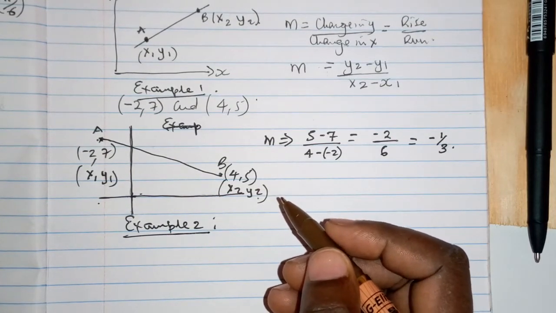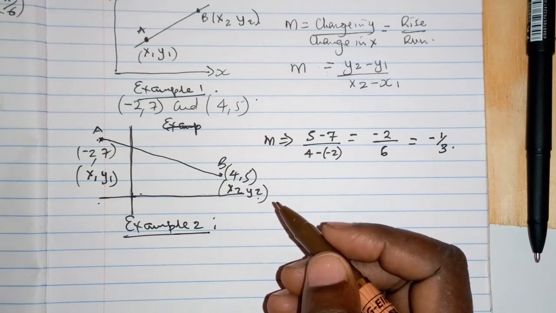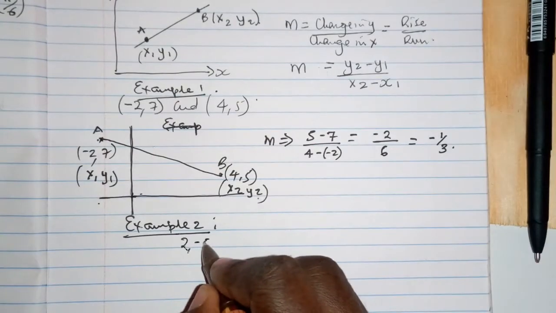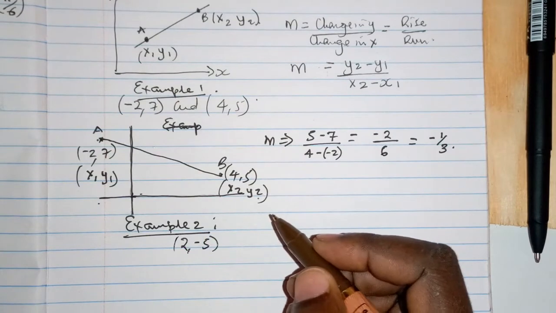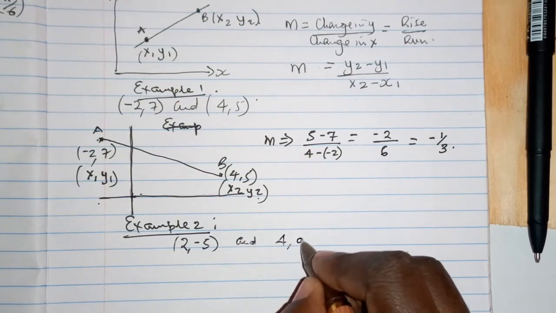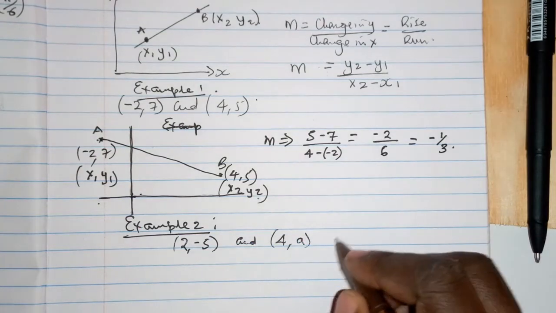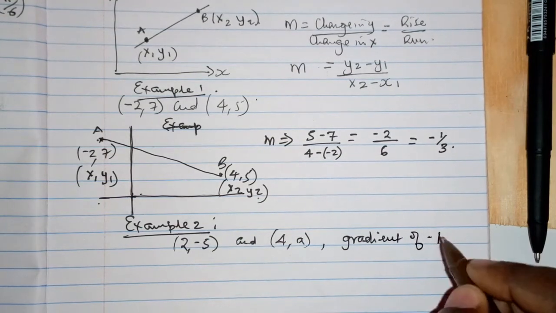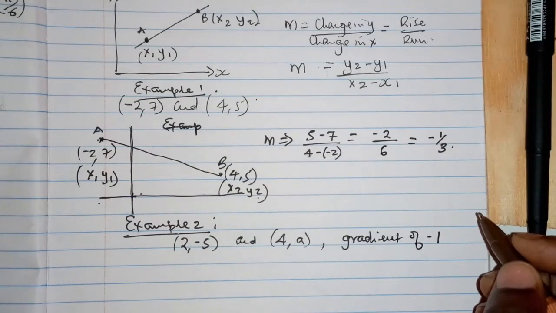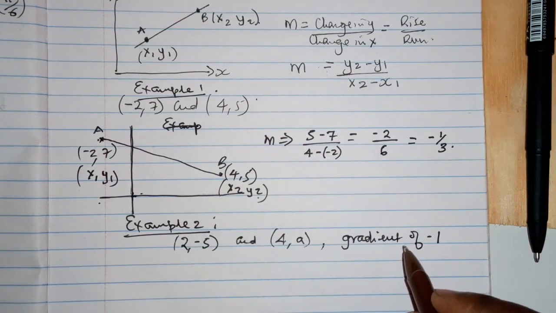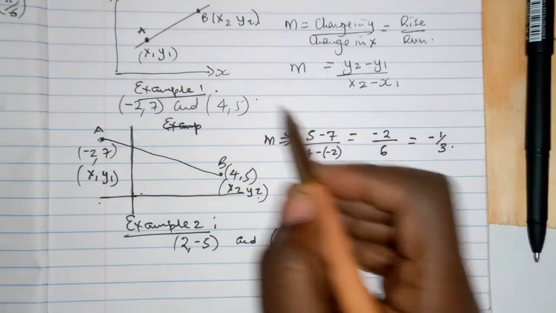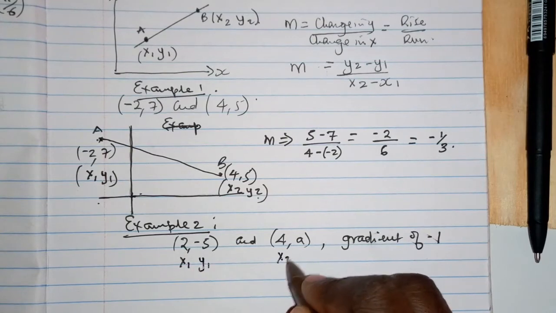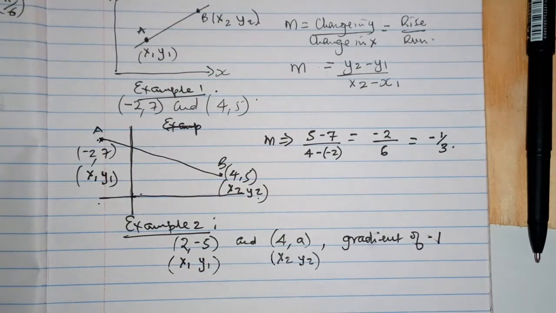In example 2, as illustrated on page 86, we are told that the line joining 2, negative 5 and another point 4, a has a gradient of negative 1. So we are supposed to calculate the value of a. And now that we know the gradient in the given formula up there, we just have to choose. This could be x1, y1, and x2, y2.